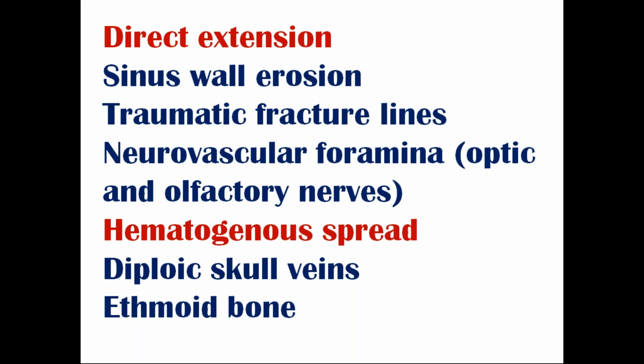So there will be involvement of the surrounding structures in the case of chronic rhinosinusitis, and the traumatic fracture lines where repeated trauma can lead to the dislodgement of the joints between the ethmoids and the maxillary bone or the sphenoid bone, which can lead to spread of infection through these crevices and into the intracranial cavity. And there can be spread through neurovascular pathways. These are the optic and olfactory nerves, which directly communicate with the nasal cavity. And there can be hematogenous spread through the diploic skull veins or the ethmoid bone.